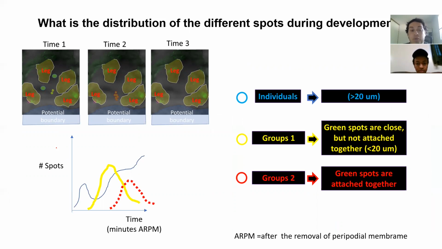The idea is that we will make a figure like this: the number of spots and the time in minutes. And I made up this term that later we correct. That is time after the removal of the peripodial membrane. I just made it up, before the peripodial membrane. Later I will show you the movies. There are no spots in the movies.